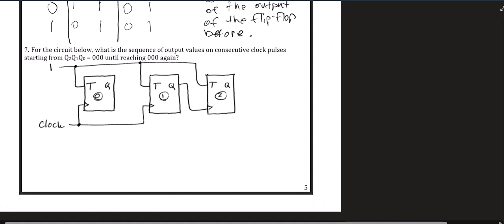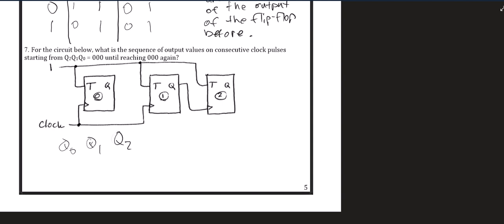Okay, so for the circuit below, what is the sequence of output values on consecutive clock pulses starting from Q2, Q1, Q0 equals 000 until reaching 000 again? So Q0, Q1, Q2.